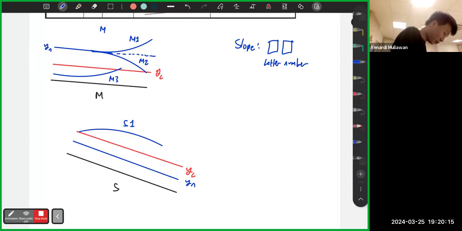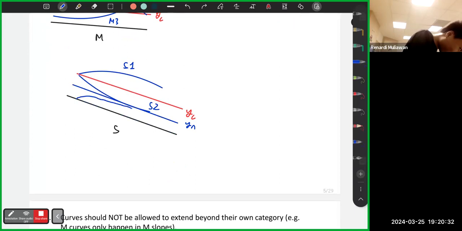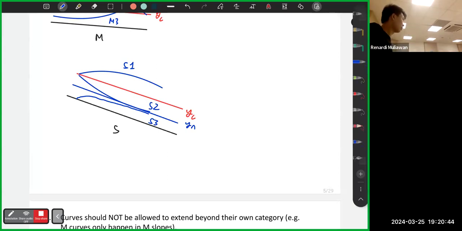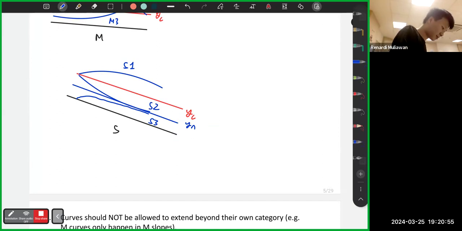Then the curve here, for example, like this one is S2. Let me draw it nicely. Okay, like that. And then this one is S3. So again, the letter depends on the slope. The number depends on the location. Is it top, middle, or bottom? Top, middle, or bottom is divided by the YN and YC. It doesn't matter which one is on top or below. But the boundary is this.